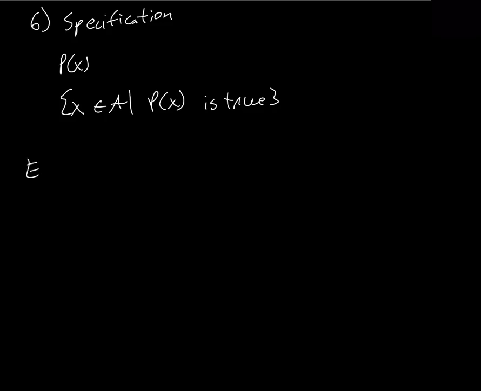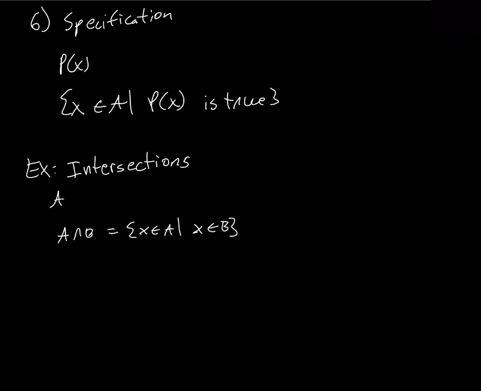One example would be intersections. So intersections, we can form, let's take any set A. We denote A intersect B to be all the elements in A such that it's also in B, right? And we get this for free. We don't need an axiom or anything.